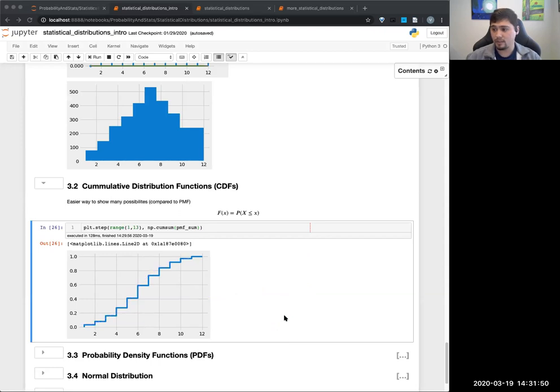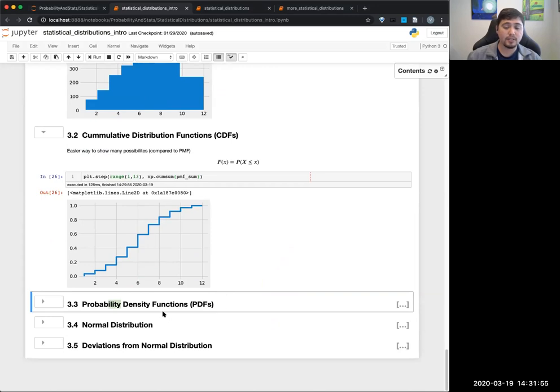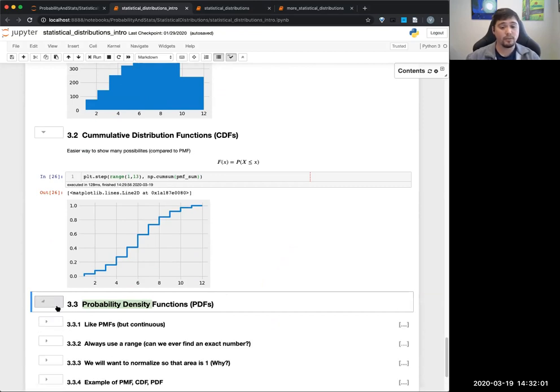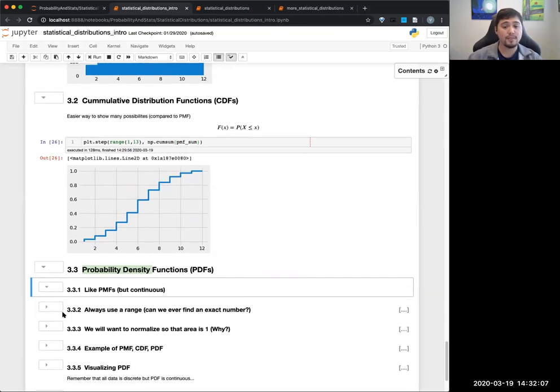All right. So let's go on to the big one, probability density functions, PDFs. This is probably the one that you're going to use the most. CDFs are used quite a lot too, but probability density functions are probably the first thing you're going to go to when you're trying to look at a distribution of events. So they're just like PMFs, but they're continuous.